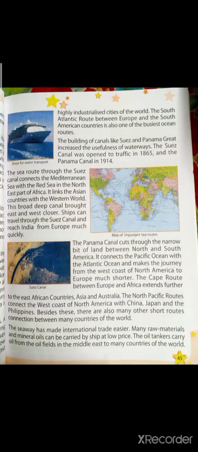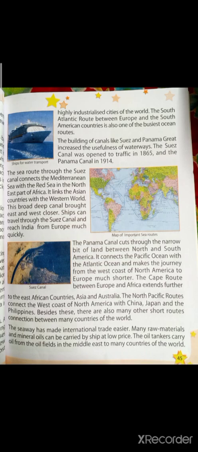The sea route through the Suez Canal connects the Mediterranean Sea with the Red Sea in the northeast part of Africa. This sea route links the Asian countries with the Western world. Okay, ships can travel through the Suez Canal and reach India from Europe in a very short time. That is the importance of the sea route of Suez Canal.